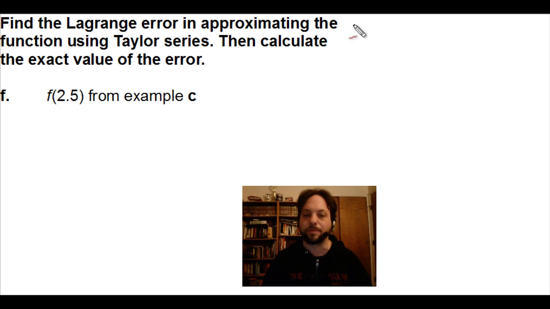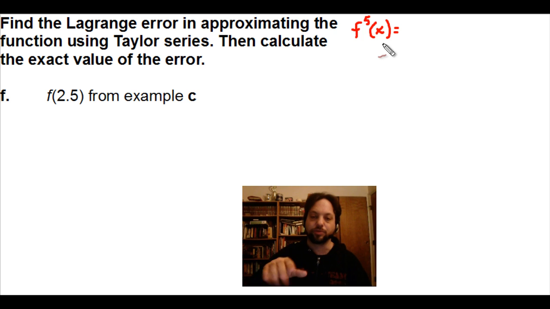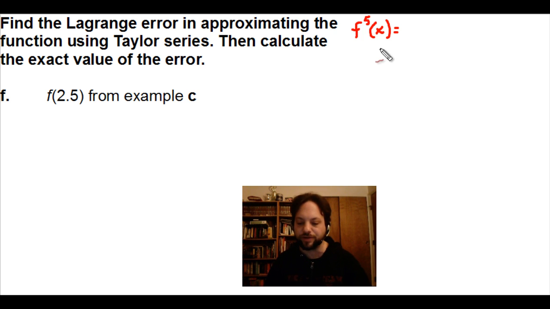Well, let's go ahead and do this. I'm going to start by actually finding the fifth derivative. The reason I'm doing this is in example C, it was a fourth degree approximation, so we stopped at our fourth derivative. Let's go ahead and find our fifth derivative. And I will tell you that is negative 1,440 divided by x to the 7th power.